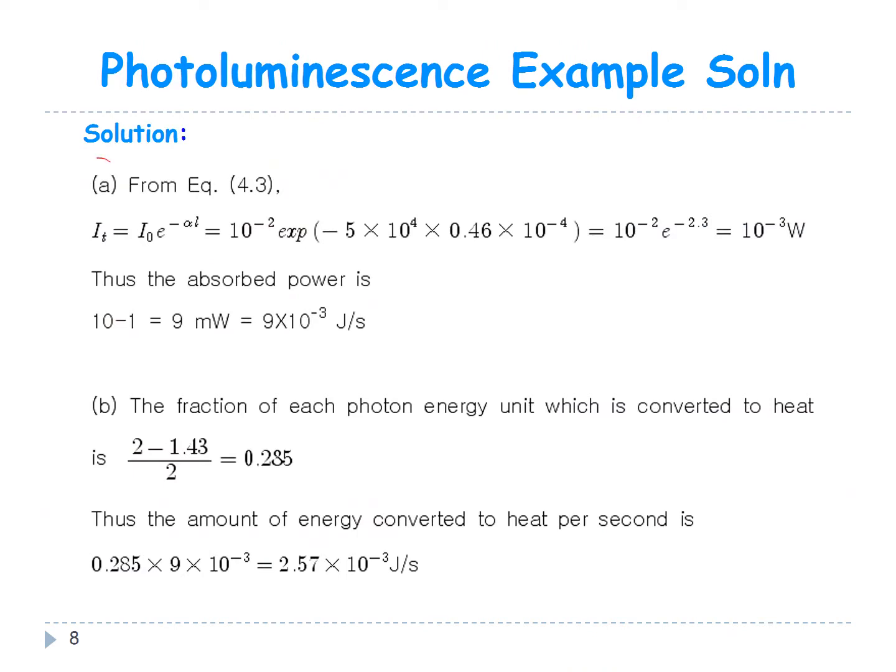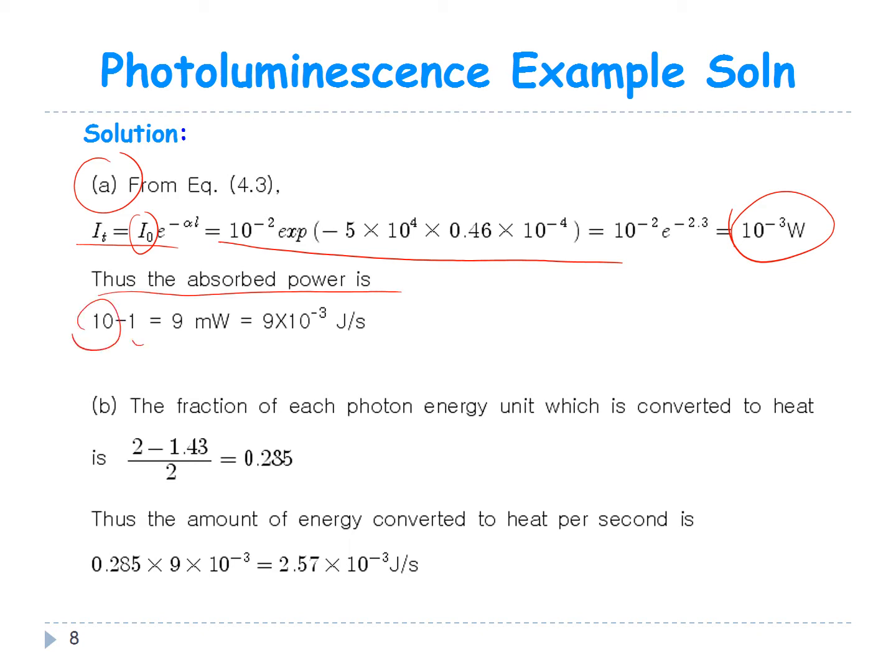So to answer part A, we use our equation. The intensity of the transmitted light is equal to the intensity incident on the sample times e to the power minus alpha L, where alpha is the absorption coefficient, which is given in this case, and L is the thickness, which is also given. So if you plug in the values, you'll find your answer to be 1 milliwatt. So the power that is absorbed is now the incident minus the transmitted, which gives us 9 milliwatts. And 9 milliwatts is equal to 9 times 10 to the power minus 3 joules per second.